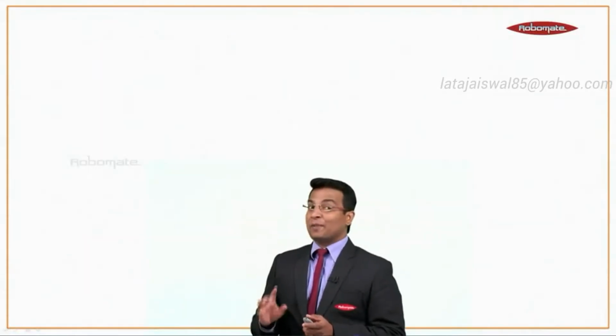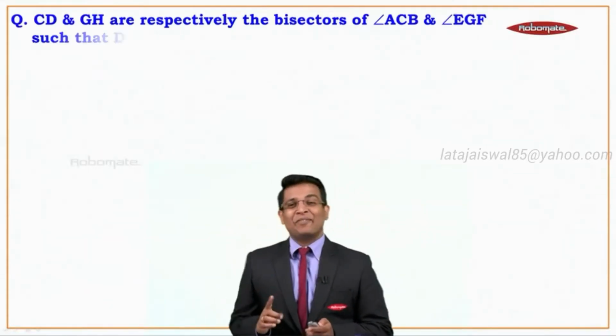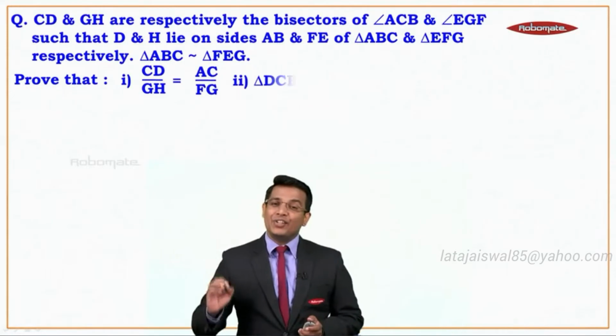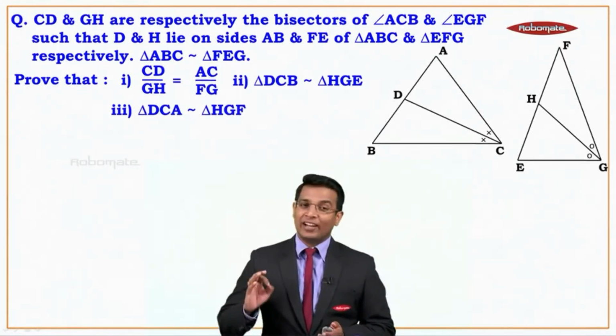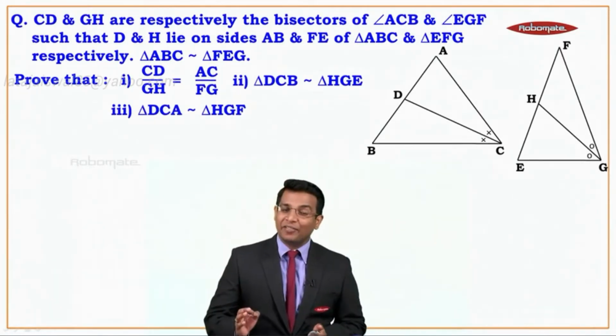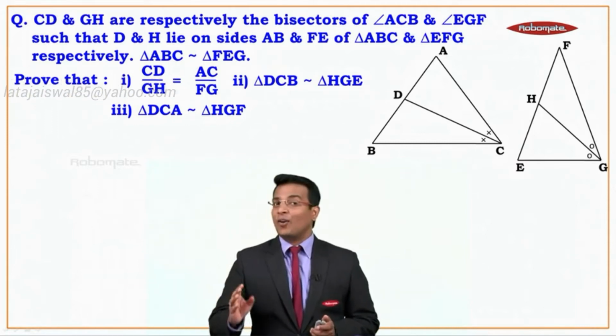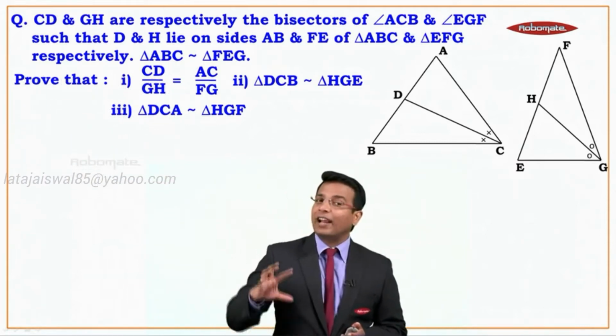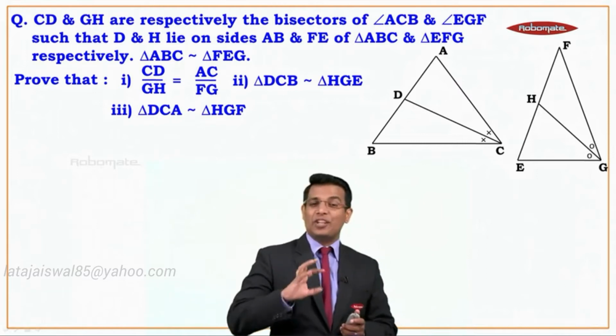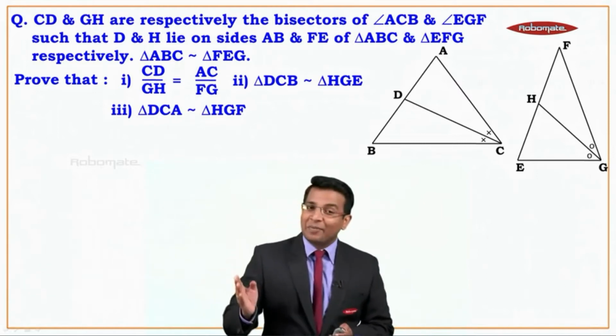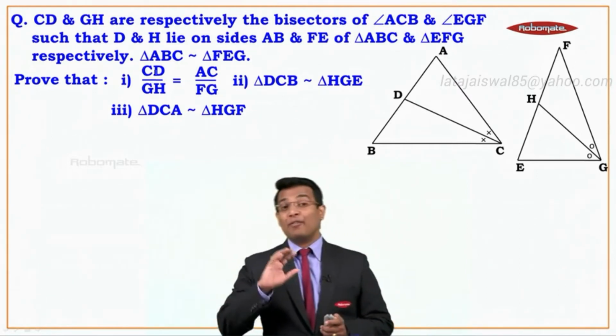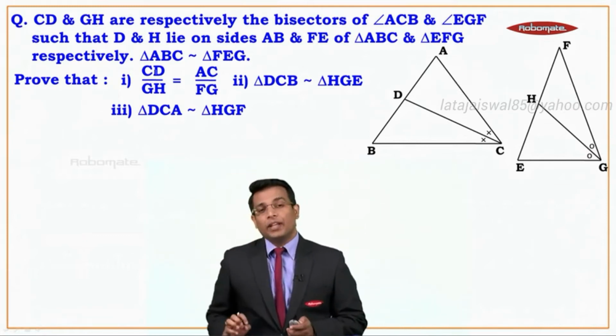Doing a very important sum and a very interesting sum. Let's see the sum first. It says CD and GH are respectively the bisectors of angle ACB and angle EGF such that D and H lie on sides AB and FE of triangle ABC and triangle EFG respectively. Triangle ABC is similar to triangle FEG, and we have to prove three things there.